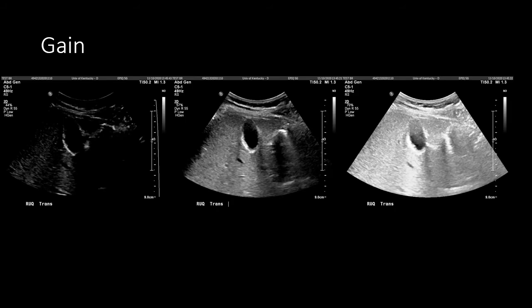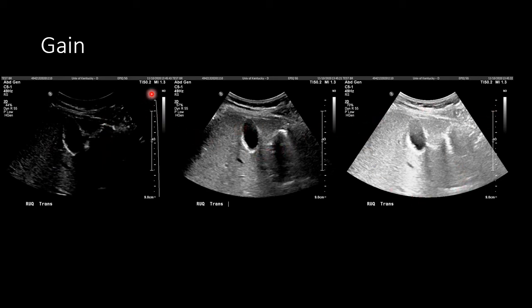So let's look at some examples of increasing gain. We have images from left to right that show increasing gain. So the same image, with the same probe, with all of the same features, except for here we have our gain low, and here we have our gain very high.